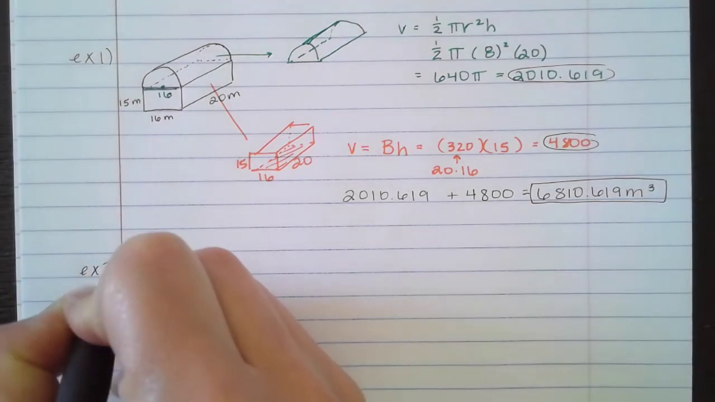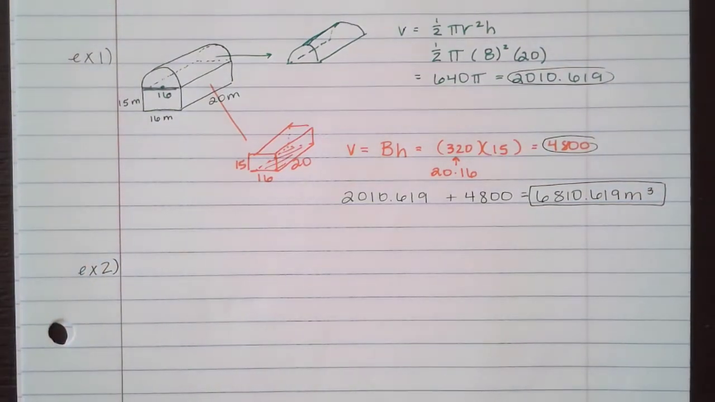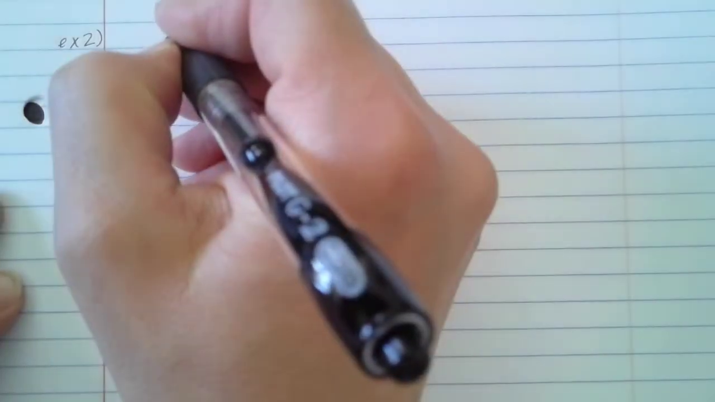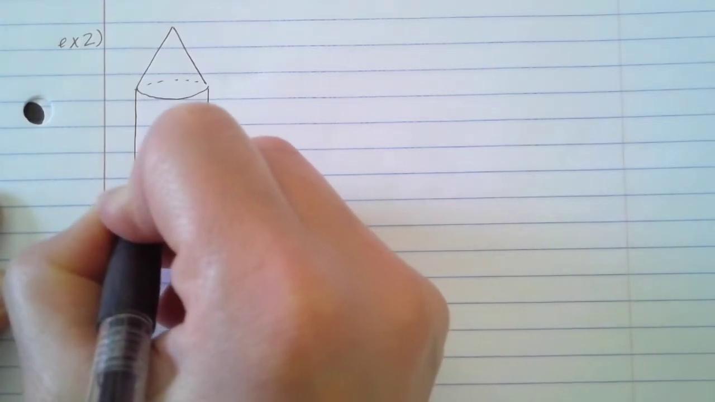Pause the video here if you need some time to write that down or copy things out or say, hey, I don't understand it, let me email her. And we'll go down to example 2. Okay, easier to draw. We want a cone on top of a cylinder. So I'm going to draw the cone first, because that actually ends up being easier, because then we can just add the cylinder on the bottom. So take a second to draw that out.